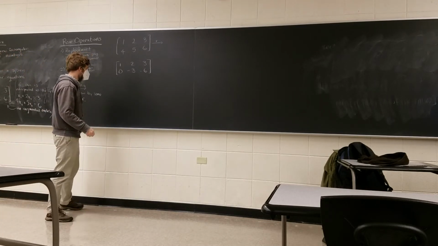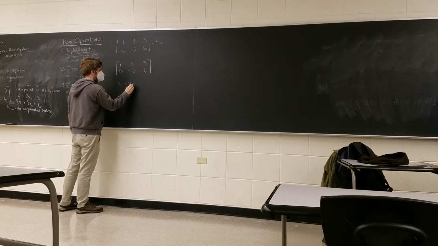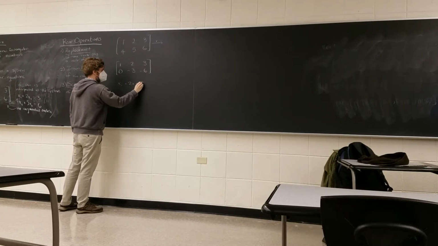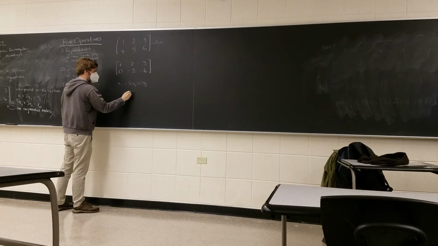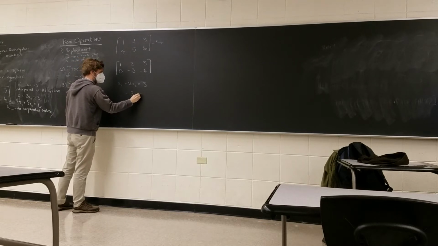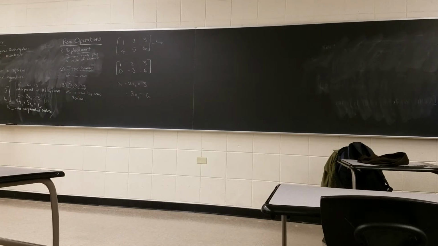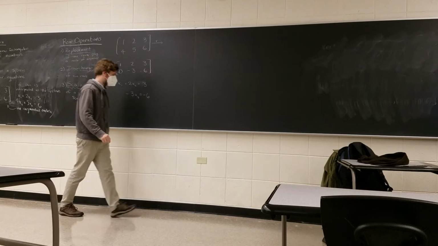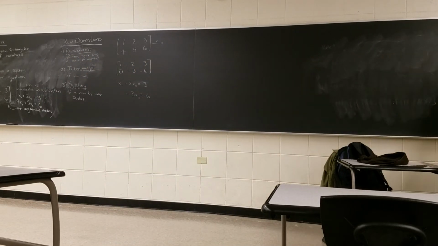And what is the resulting system of equations? x1 plus 2x2 equals 3. And then minus 3x2 equals minus 6. And we see we're now in a position where we can get the solution to this. Okay. So that's just an example of the row operation.